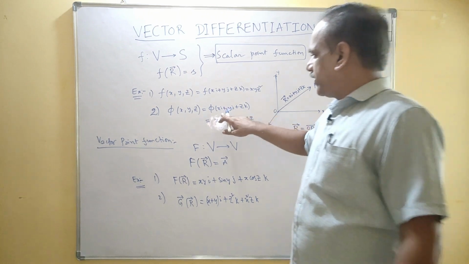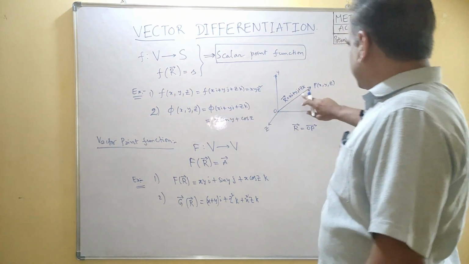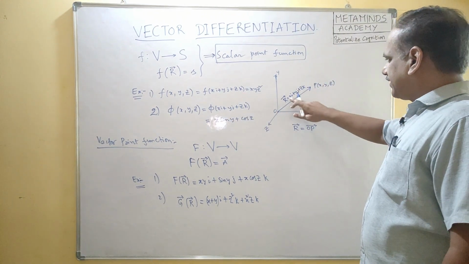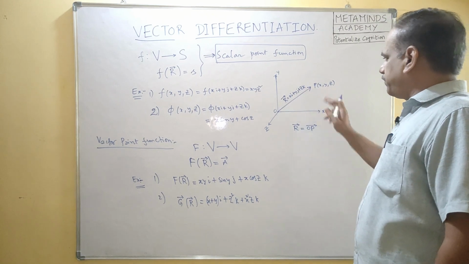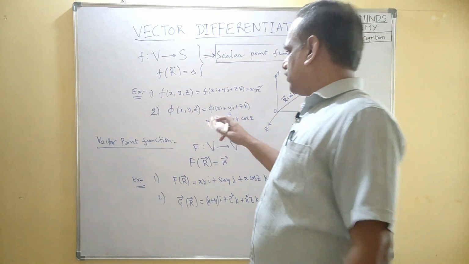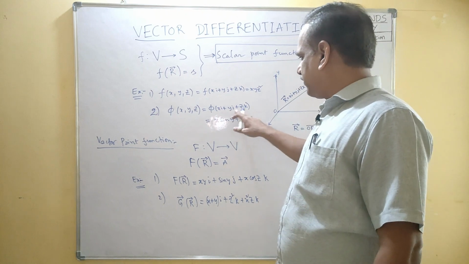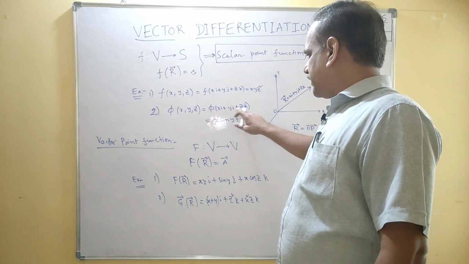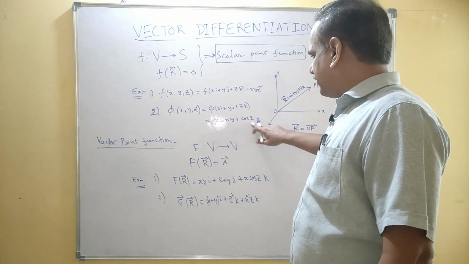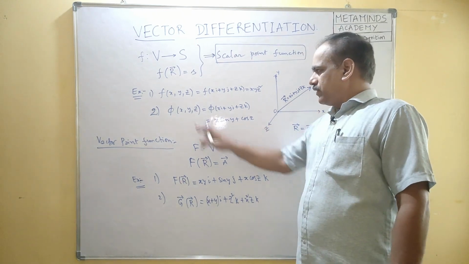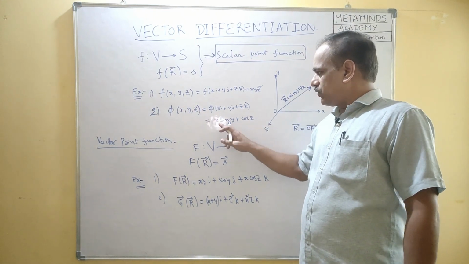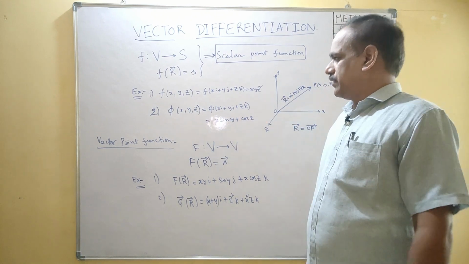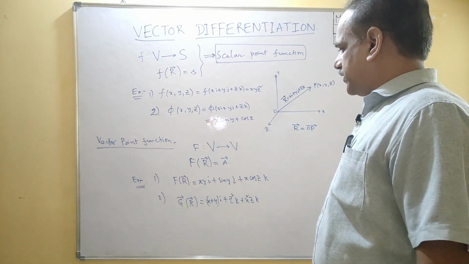So for every position vector xi plus yj plus zk, there corresponds a point P(x, y, z). So instead of writing xi plus yj plus zk, we write simply xyz, because we take xyz from this vector and substitute here in this function. So we can simply write phi of xyz equal to x sin y plus cos z. That is a scalar point function.